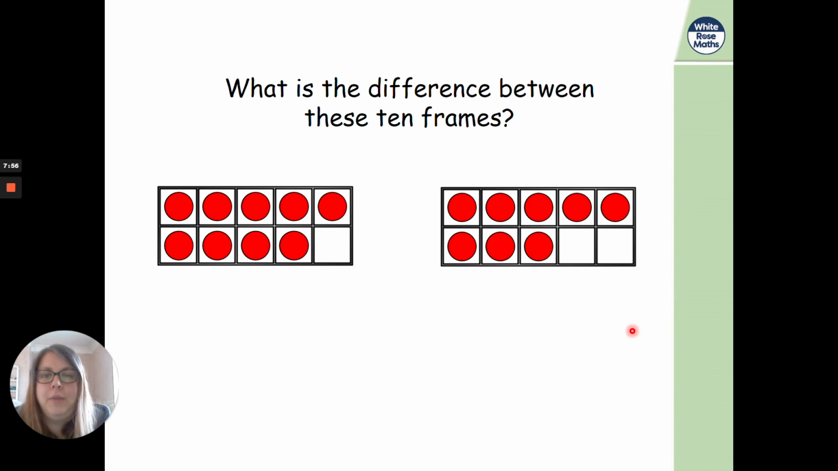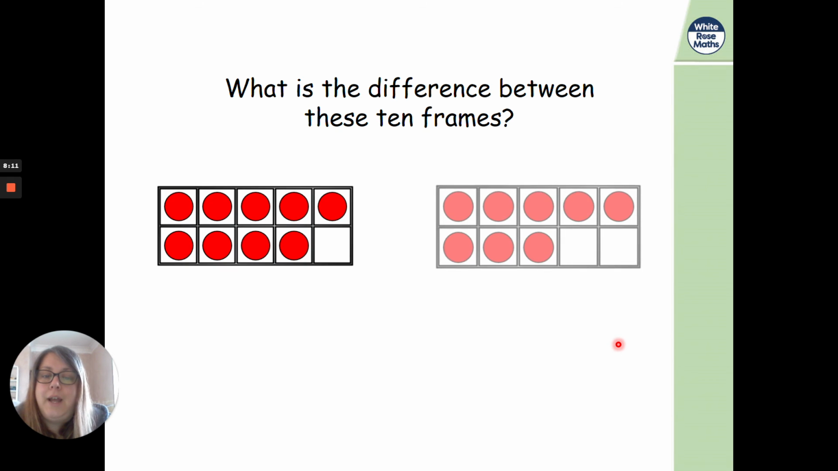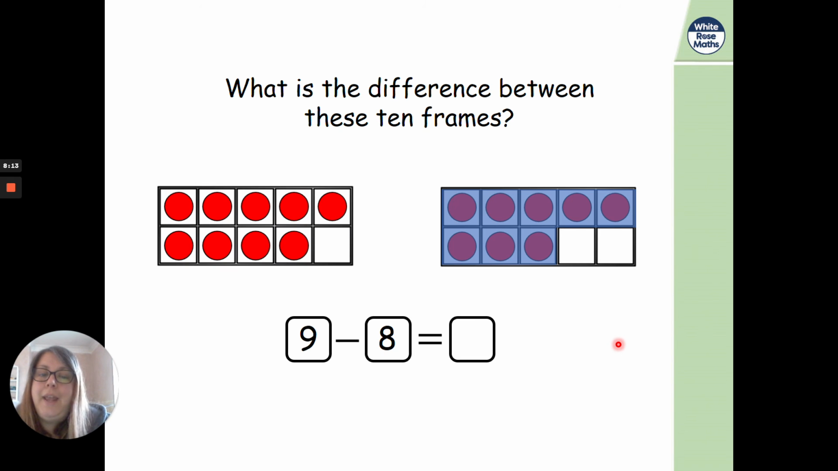Okay, let's have a look at this one then. What is the difference between these 10 frames? So how many's here? How many's here? Remember, you can just do it like taking away, can't you? So it would be this number, take away this number. So it would be 9, take away 8, which leaves us with 1. Fantastic if you managed to do that.